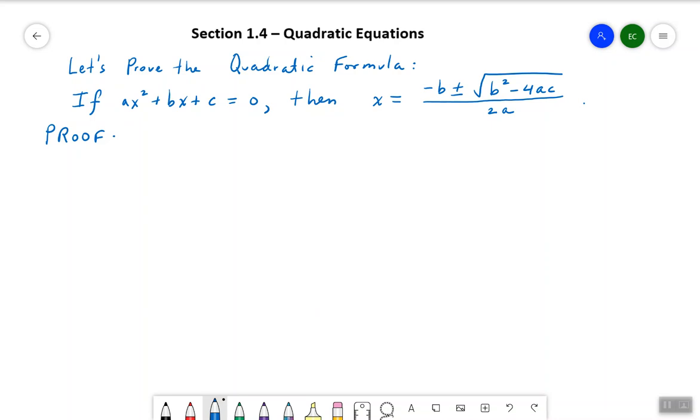So what we're going to do is prove the quadratic formula. We're going to start with an equation of the form ax squared plus bx plus c equals 0, and we're going to demonstrate that x must be equal to this expression over here. And so the way we're going to do that is we're going to start by writing our equation.